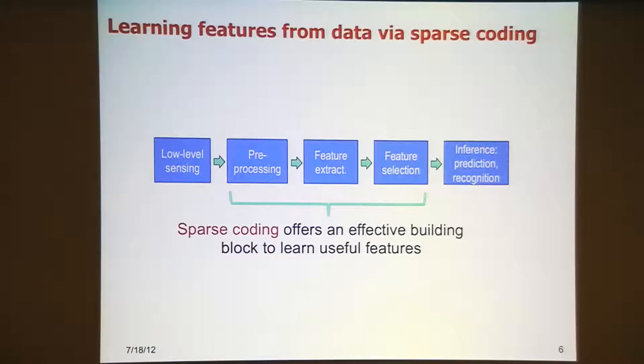And in particular, in this talk, I will introduce sparse coding methods and convey the message that sparse coding offers one effective way, as a building block, to learn features, and it's also a building block towards building more complex models like deep models, to learn meaningful features from images. And we show evidence that this is a very effective way to achieve state-of-the-art image recognition performance.